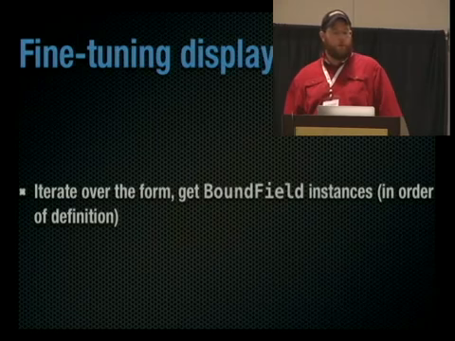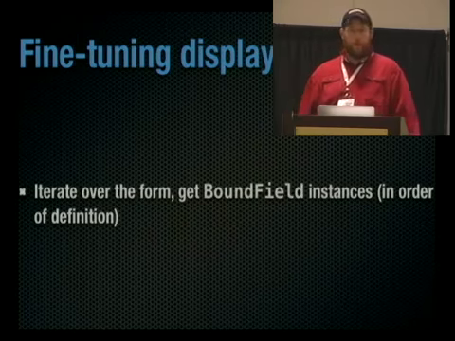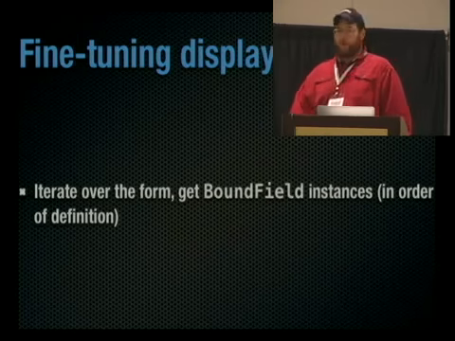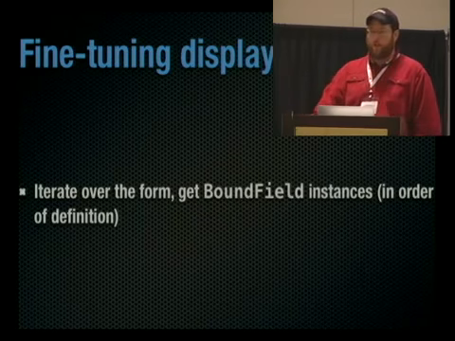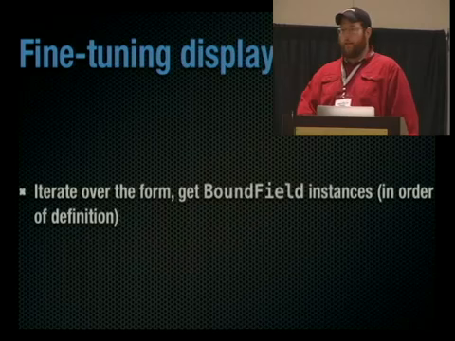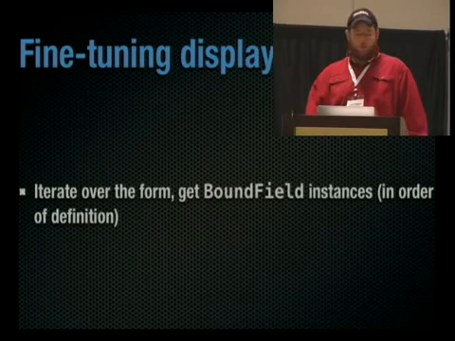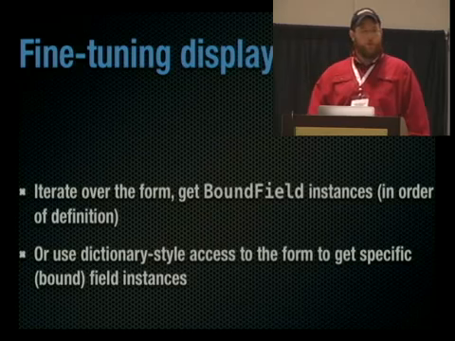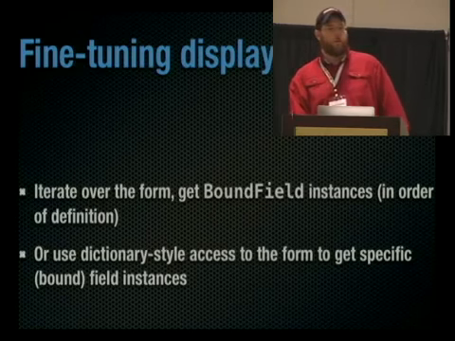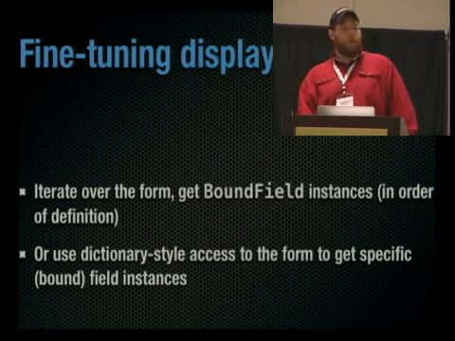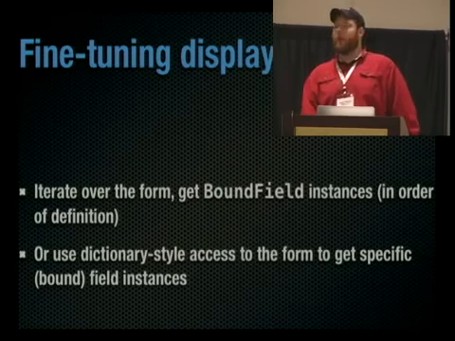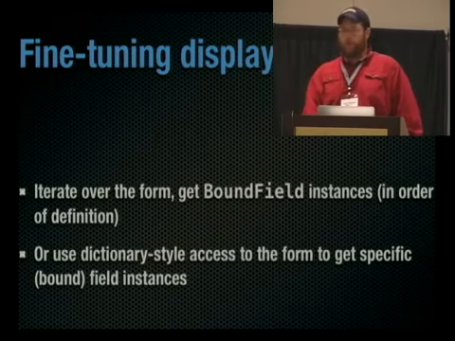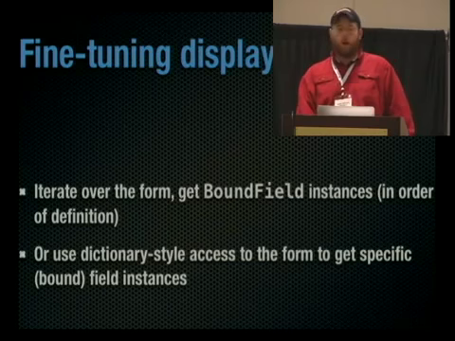If you iterate over the form, you can get the bound field instances. They come out in the right order. Very easy to work with. You can inspect those and get things like label, ID, bound values, whatever you want out of it for very nice form display. You can also use dictionary style access on the form. Using field names will get you back the bound field instances. So hopefully you should never have to go as low level as tinkering with the HTML output method, because you can just do this.